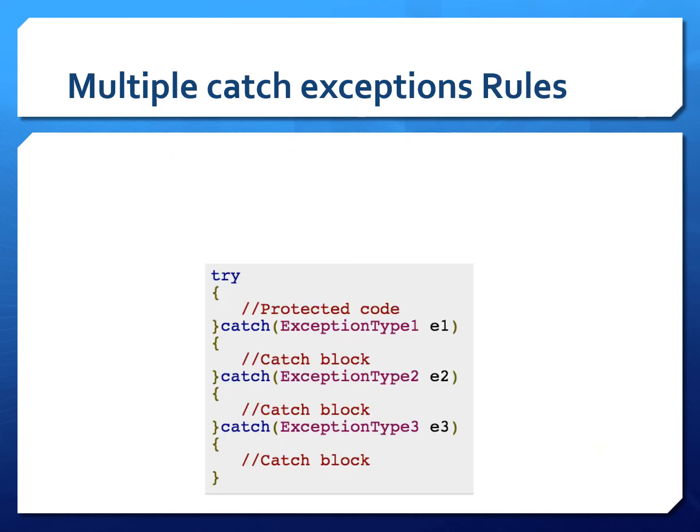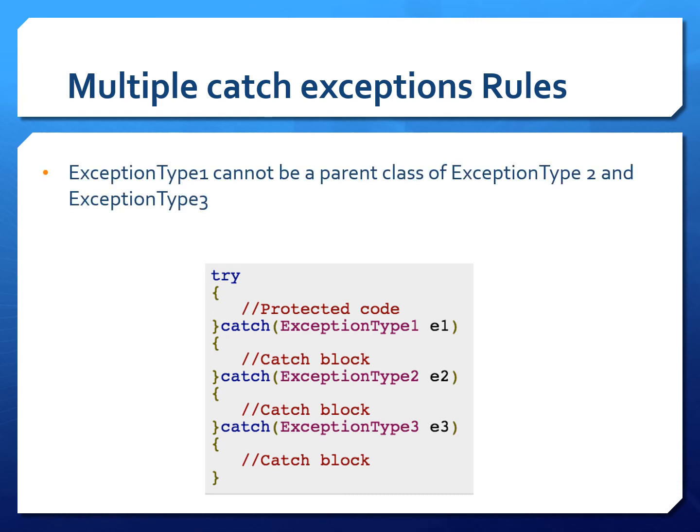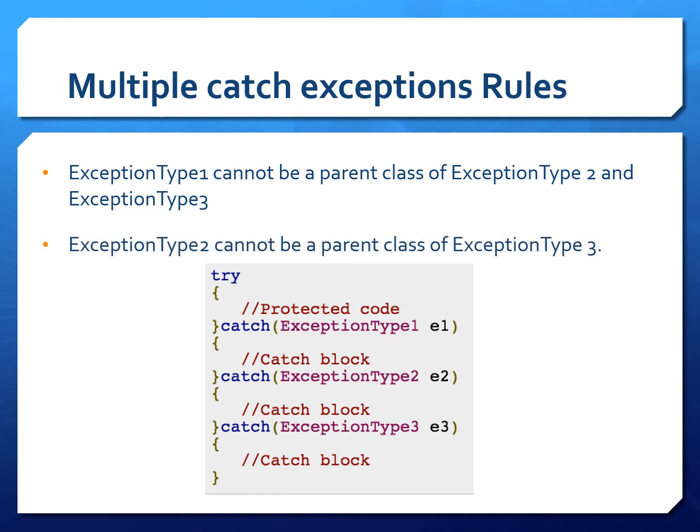If we have multiple catch blocks, we need to ensure that the subclasses are caught first before the superclass. In this example, exception type 1 cannot be a parent class of exception type 2 and exception type 3. Similarly, exception type 2 cannot be a parent class of exception type 3.